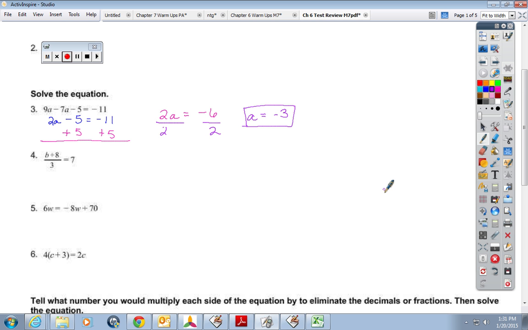Well, on this one, since they're both on the same side of the equal sign, you're just saying 9a minus 7a. 9a's minus 7a's is 2a's. And then I just brought down the minus 5. From there, I have to get a by itself. So the opposite of subtracting 5 would be adding 5 to both sides. Then these cancel. And then I'm left with what times 2 equals negative 6. The opposite of multiplying times 2 is divided by 2. Then you do the opposite.